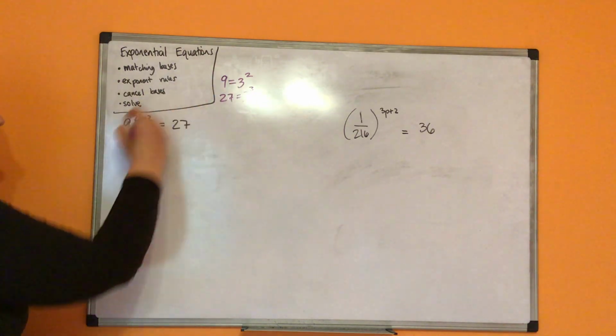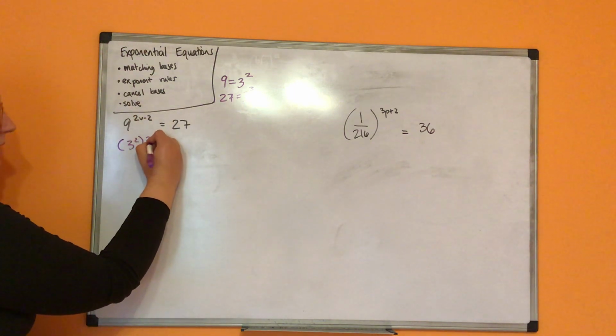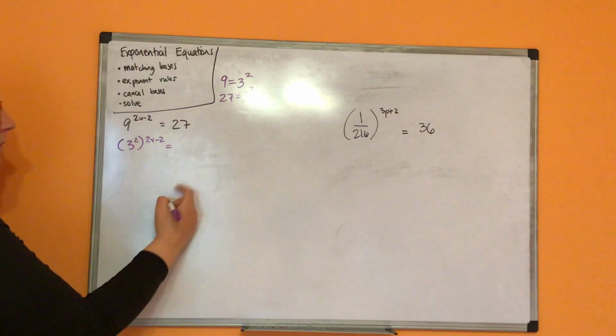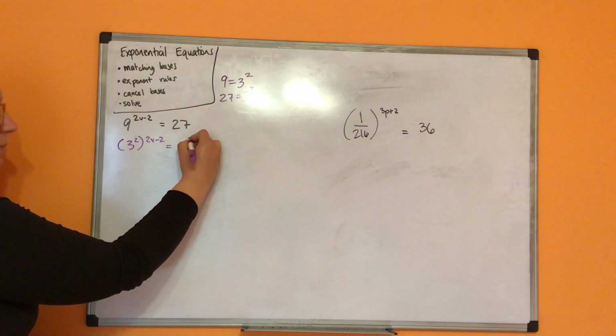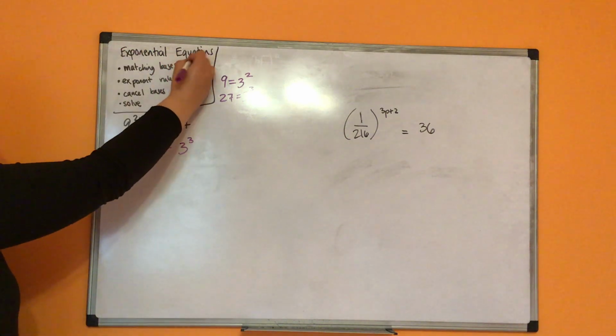So what I'm going to do is take that 9 and replace it with a 3 squared. I'm going to keep the existing exponent it already had. And then 27 just becomes 3 to the third. So what I've done is I've made my bases match.